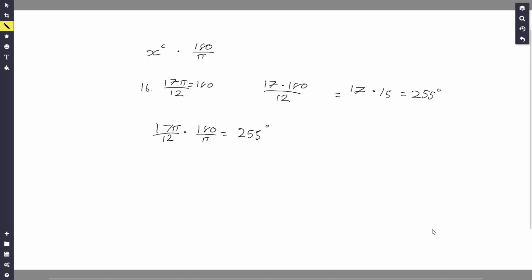Anyways, let's see. Now we're getting into the 45, 45, 90 triangles and the 30, 60, 90 triangles. These ones are a little bit more confusing. I still need to study these a little bit.